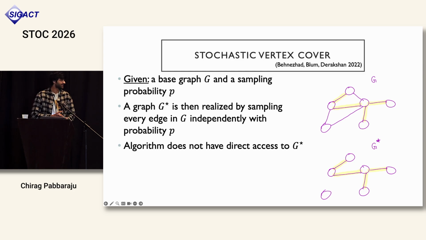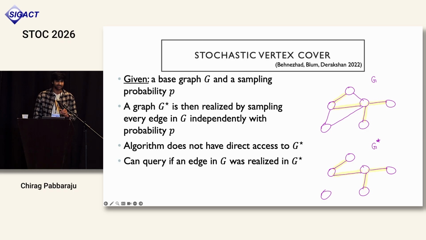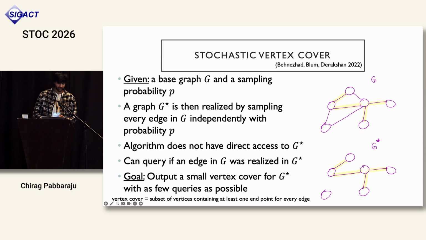Importantly, this realized graph G star is not known directly to the algorithm, and the algorithm only has query access to this graph G star. So the algorithm can choose any edge in the base graph G and ask if that edge was realized in the realization. And the goal of the algorithm, after asking a lot of questions like these, is to output a small vertex cover for the realized graph with as few queries as possible.